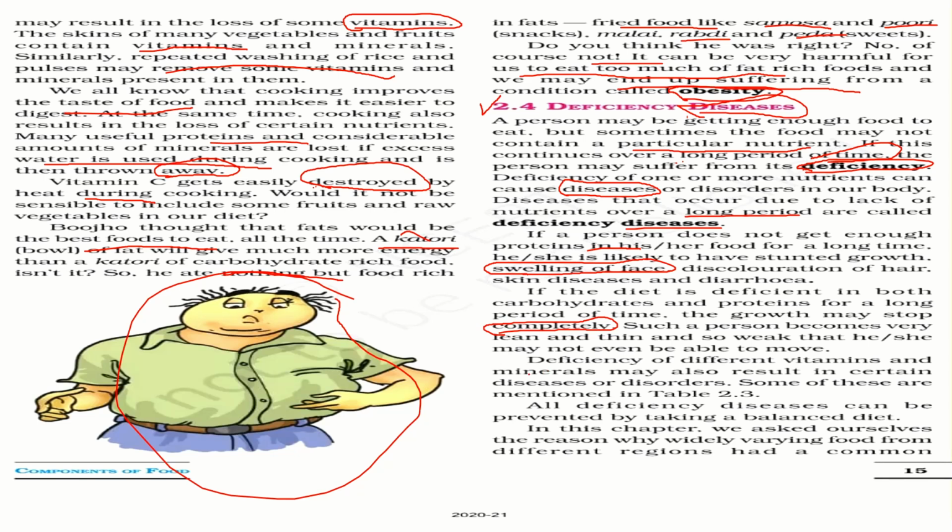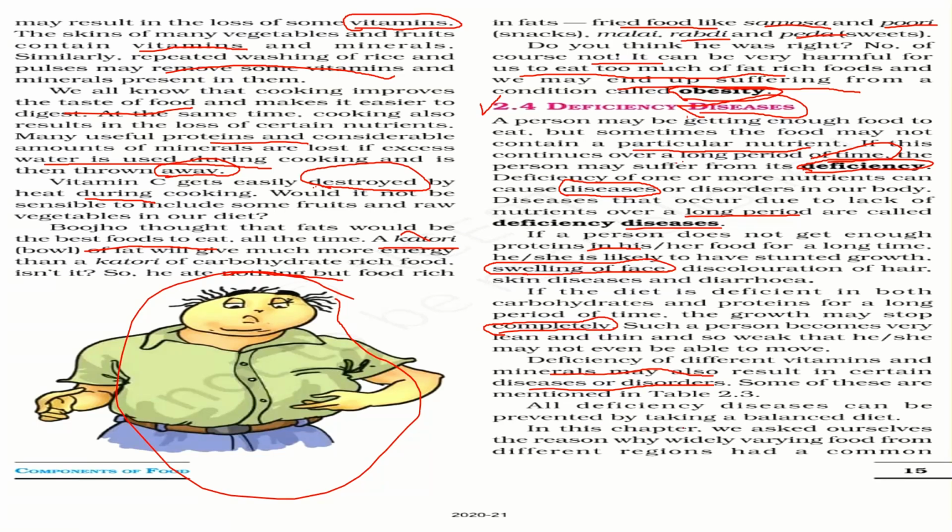Different vitamins and different minerals deficiencies also result in certain diseases or disorders. Some of these are mentioned in Table 2.3. Note it down, guys. Please make Table 2.3. You can note it now also. All deficiency diseases can be prevented by taking a balanced diet.